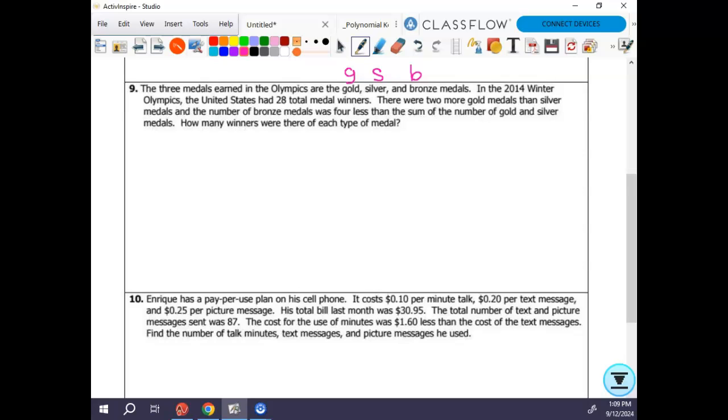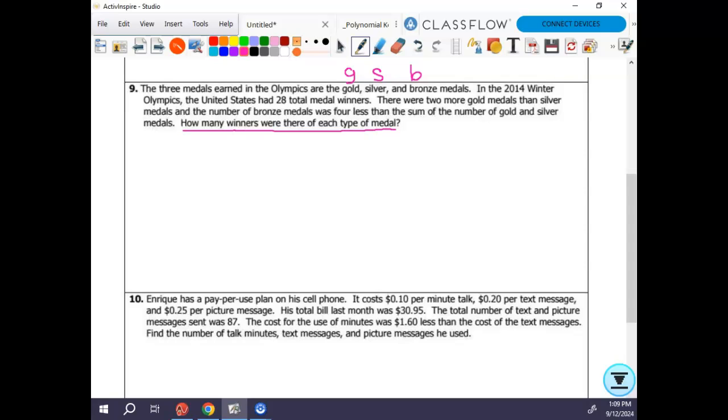Now, I know when you read through that at first, you're like, wow, that's a lot of information. Nobody expects you to read it and be like, oh, here are my equations. But one good reason to read through it first: on that first one, I didn't model that very well. I just started writing stuff from the beginning. But when I get to the end, how many winners were there of each type of medal? That's telling me what my variables are actually representing: how many gold, how many silver, how many bronze.